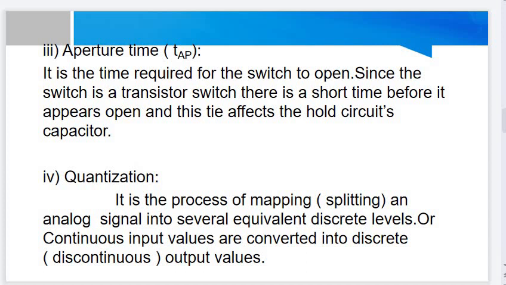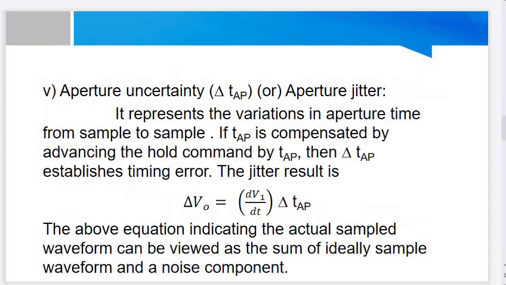Since the switch is a transistor switch, there is a short time before it appears open, and this time affects the hold circuit capacitor. Quantization, it is the process of mapping or splitting an analog signal into several equivalent discrete levels, where continuous input values are converted into discrete output values. Aperture uncertainty, delta TAP, or aperture jitter. It represents the variation in aperture time from sample to sample.